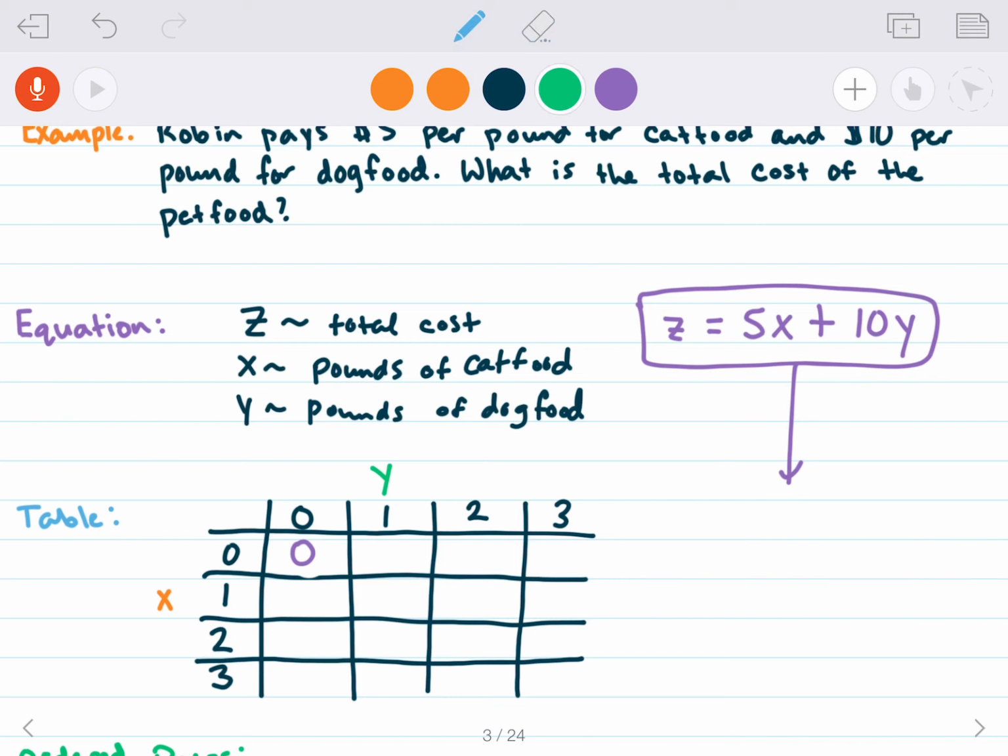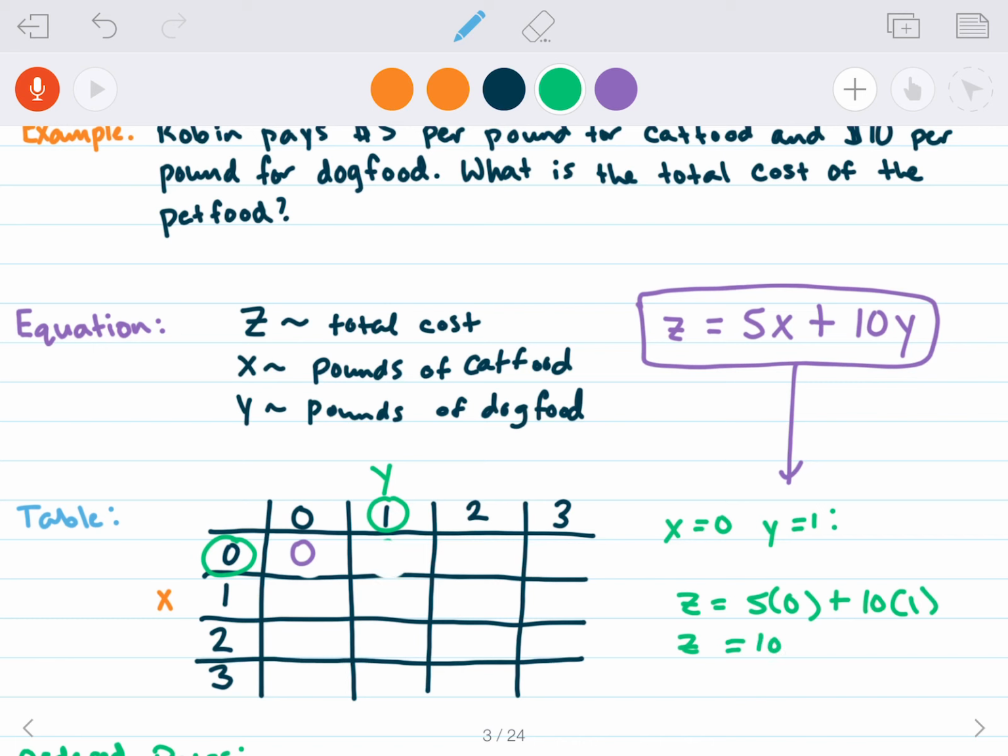Let's look at this one right here. Okay, so this is the X row is 0, so X is 0, and the Y column is 1. Y is 1. So when X is 0 and Y is 1, what do we get? Well, we get Z is equal to 5 times 0 plus 10 times 1, and that's going to give us an output of 10.